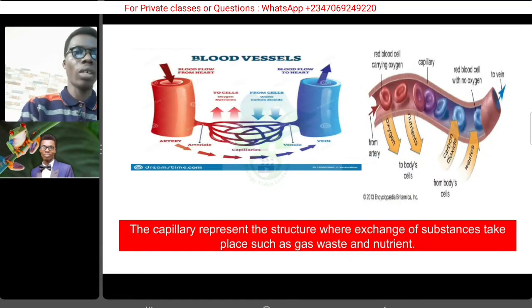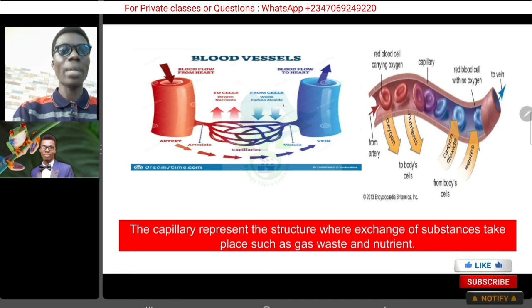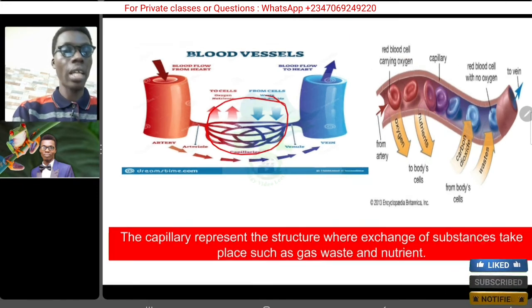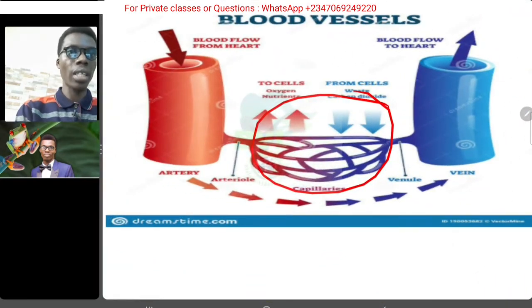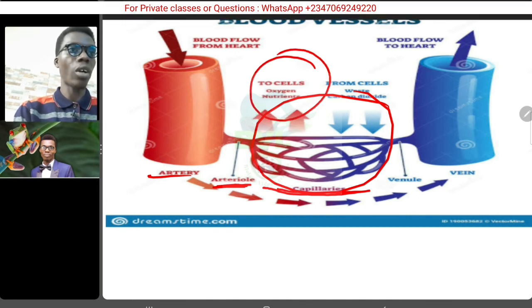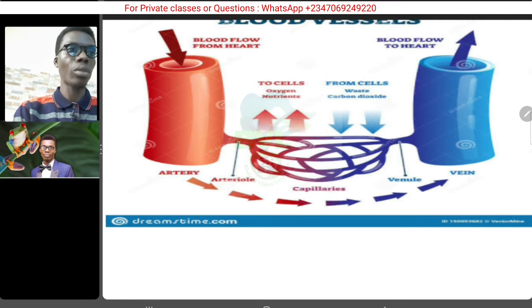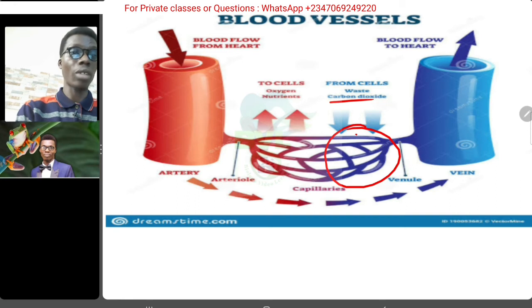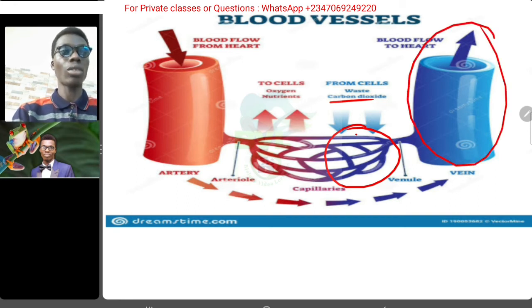Now I want to look at this. I love this. This is really cool. I told you earlier on that the capillary is usually between the artery and the vein. So you can see, this is the artery. It links to the capillary. Can you see? Oxygen and nutrient goes to the cell. Then from the cell, see what happens? Waste and carbon dioxide returns. All right, this I was trying to explain to you earlier on. Of course, then the waste and the deoxygenated blood returns back to the heart.